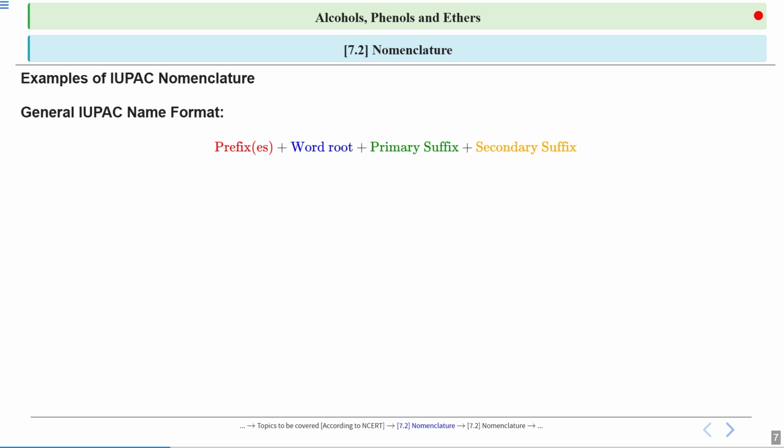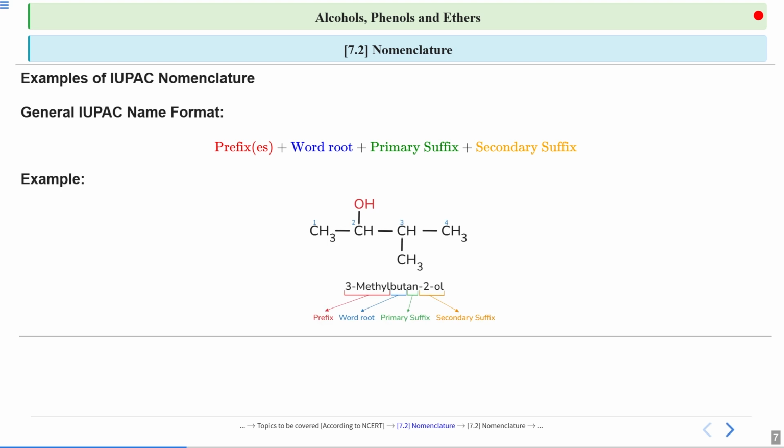Now, what does each part represent here? What is the prefix? What is the word root? What is the primary suffix? And what is the secondary suffix? We will understand it by seeing this example. We have a 4 carbon parent chain. You can see we have done the numbering, and the lowest possible number is given to the carbon attached to the OH group, that is 2. So at the second carbon we have OH, and at the third carbon we have a methyl group as a substituent. So you can name this compound as 3-methyl butan-2-ol.